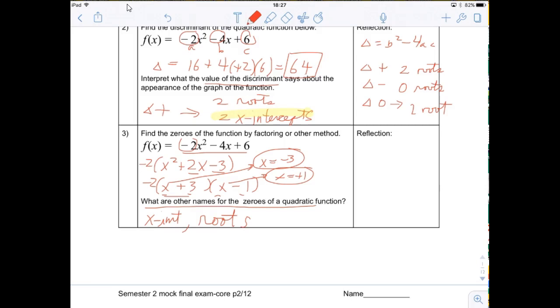Another way you might do it would be using the quadratic formula, and definitely put the quadratic formula in your note sheet. If you use the quadratic formula and substitute in a equals -2, b equals -4, and c equals 6, you will get two possibilities. One is x equals -3, and the other is x equals +1. Okay, let's move on.